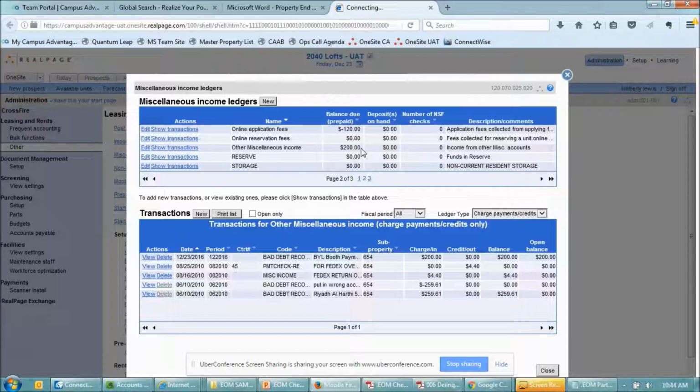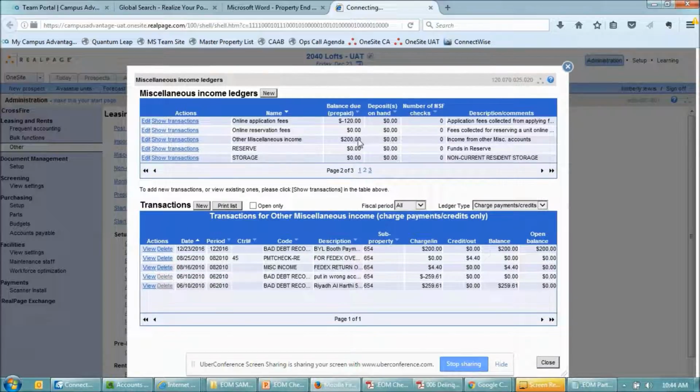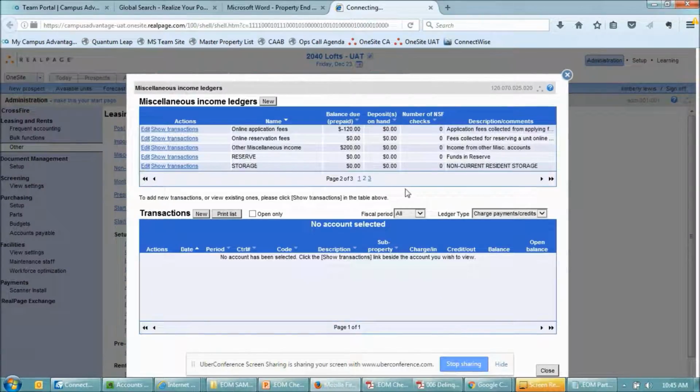So if I pull this up, and this is our fake database, so nobody panic, I didn't do this to your live site. How I got here was Administration, Other, and the miscellaneous income ledgers. Anytime there's not a zero, whether it has a credit or a balance, in this balance due prepaid column, it does have to be addressed. The online application fees is the only exception. That one, just let it ride.